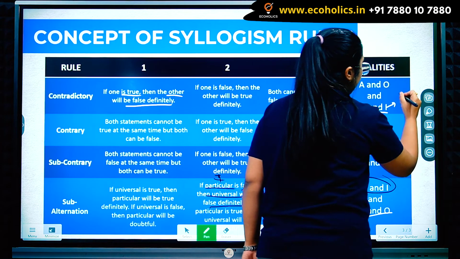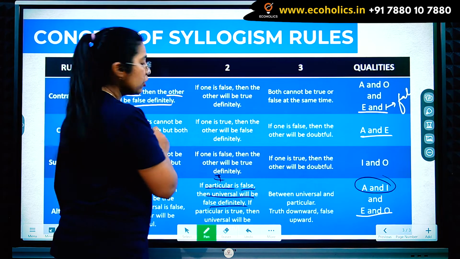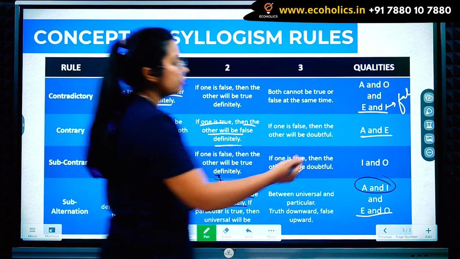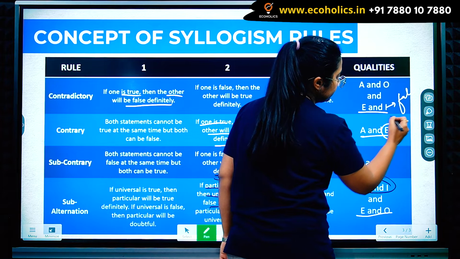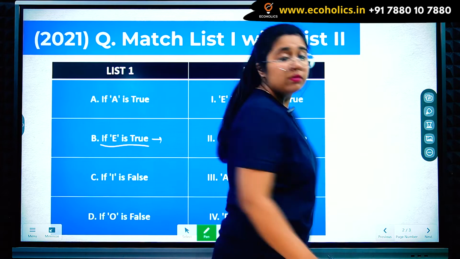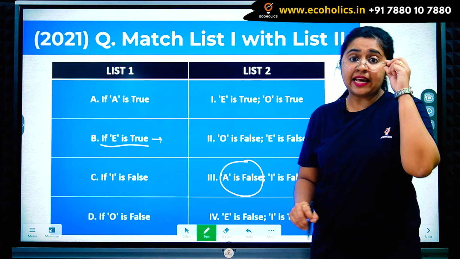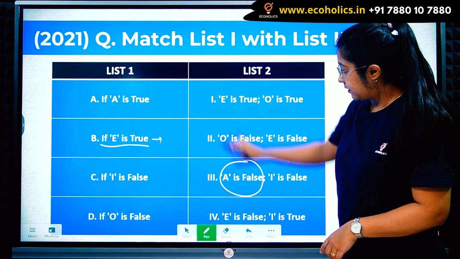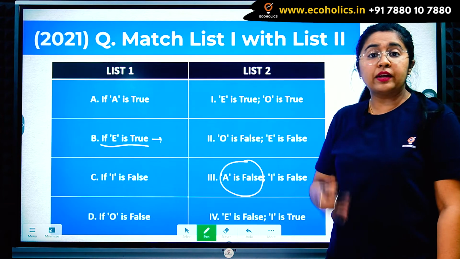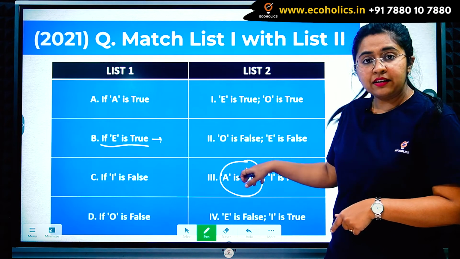So I over here has to be false. If E is true, then I will be false. Similarly, contrary statement: if one is true, then the other will definitely be false. So again, if E is true, then A has to be false. Now, logically, A's false has been given, but A's false is only one in the whole list. However, we want to understand whether or not I's false also comes under the category or not.